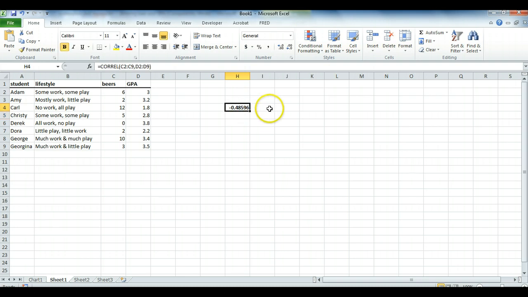Now that number doesn't mean anything until you really interpret it and provide some interpretation. First of all, it's negative, which we already knew, because as beers go up, GPA goes down. But the other thing is the size of it. Remember, correlations range between -1 and +1. And the farther the correlation is from 0, the larger it is. In the reading on correlations, I talk about the rules of thumb for how large the correlation needs to be considered strong, moderate, or weak. In this case, this would be a moderate negative correlation.